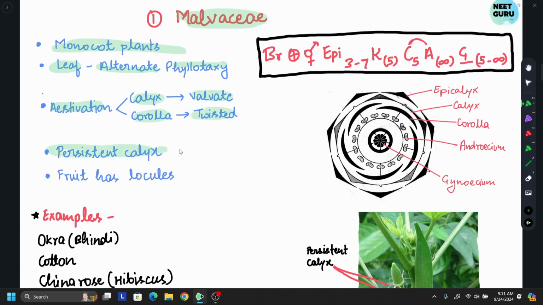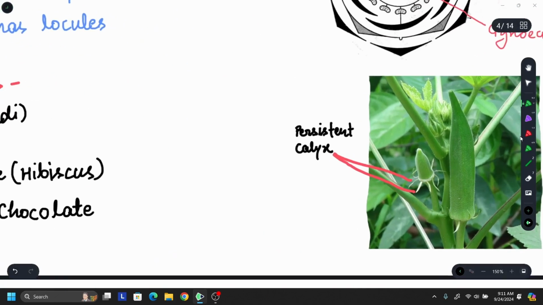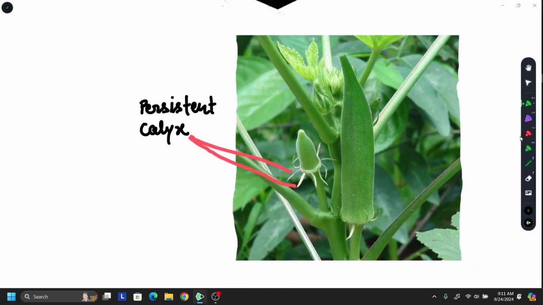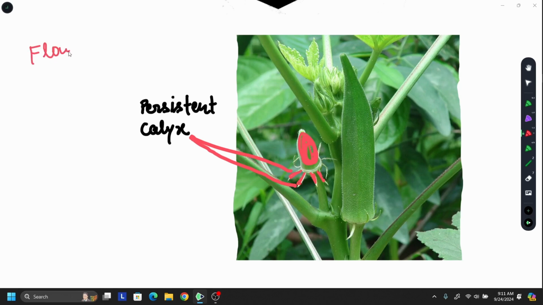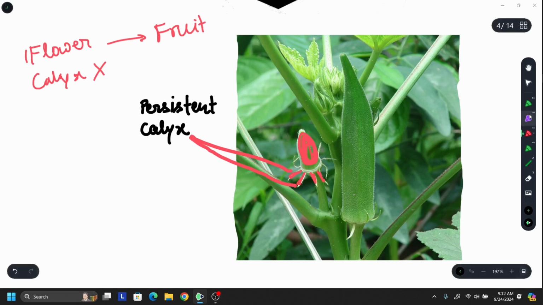Persistent calyx. What is persistent calyx? Basically, you can see here. Persistence means that which survives for a long time. So the calyx here does not fall off even when the flower becomes a fruit. So this is the fruit. The bhindi or the okra is basically a fruit. Whenever a flower changes into a fruit, basically the ovary changes into fruit, the appendages on the flower, such as calyx and corolla, fall off. But here the calyx is persistent, so you can always see the calyx in the fruits also. So this is the point of persistent calyx.